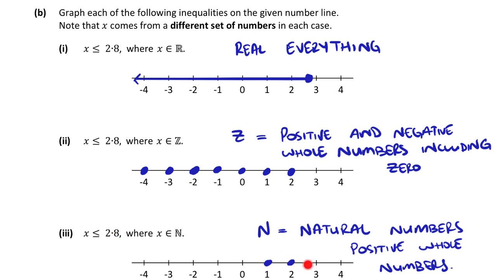So we know 2.8 is going to be somewhere around here. This number is going to be a natural number less than 2.8. So 2 is obviously going to be the nearest whole number. 1 will be the next one that's less than 2.8. And we can't include 0. So integers include 0, whereas natural numbers don't include 0. They're just your positive whole numbers greater than 0.